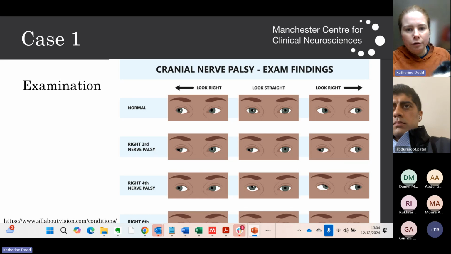Things that we're going to try and look for when we're examining patients for double vision are third, fourth, and sixth nerve palsies. Because if you can identify specifically a unilateral third, fourth, or sixth, then it's more likely to be that.